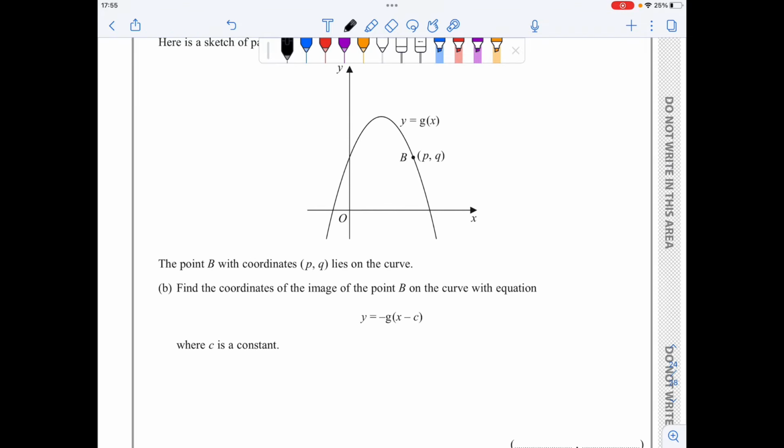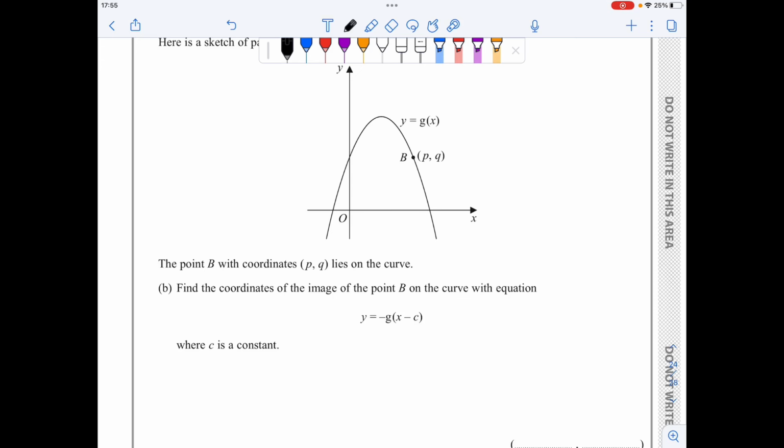For part B, I have this sketch. I have a graph of g of x and a point with coordinates p, q. Again, I have some transformations on this point. The minus outside the function is a reflection in the x-axis.